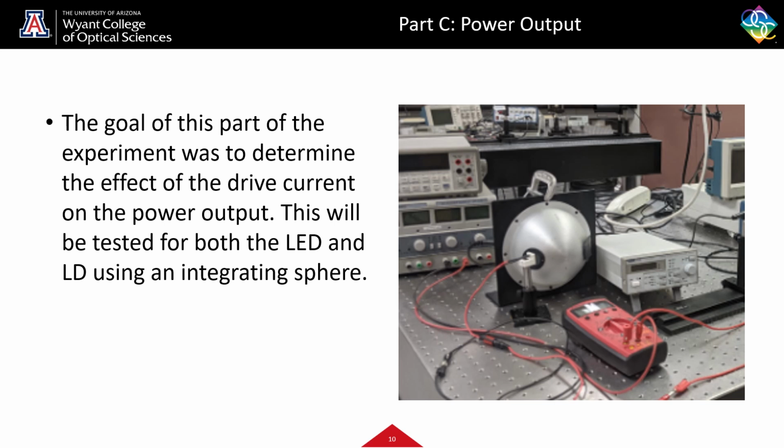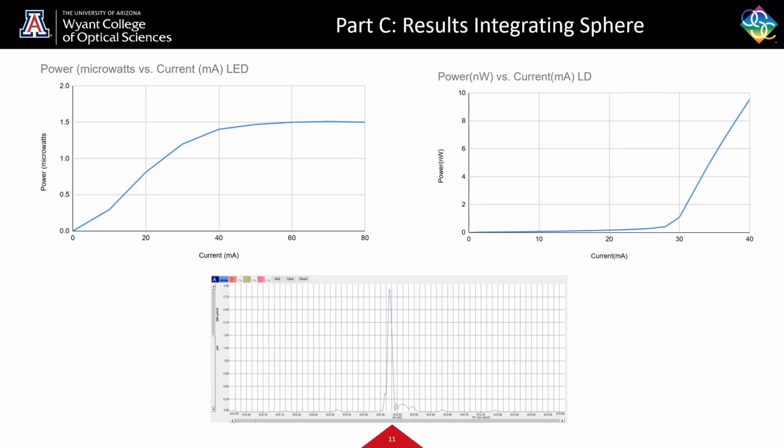Part C, power output. The goal of this part of the experiment was to determine the effect of the drive current on the power output, and this was determined for both the LED and the laser diode using an integrating sphere. The results for Part C, with the LED in the integrating sphere, it quickly shot up and then it plateaued at around 60 milliamps.